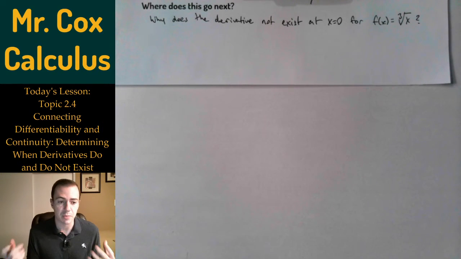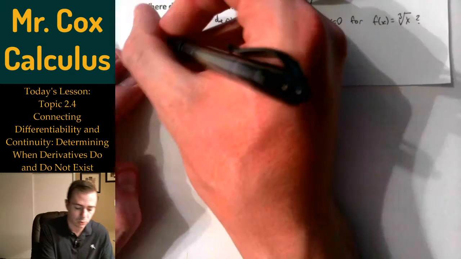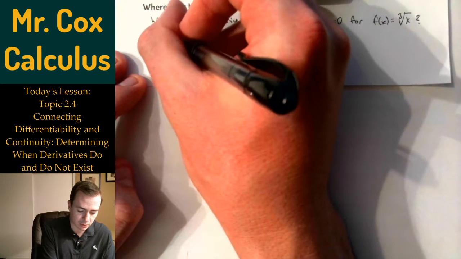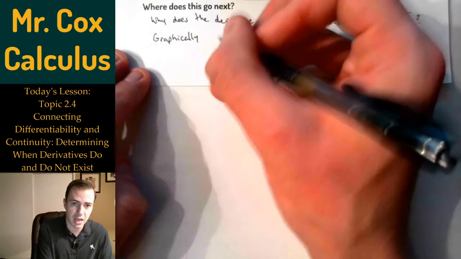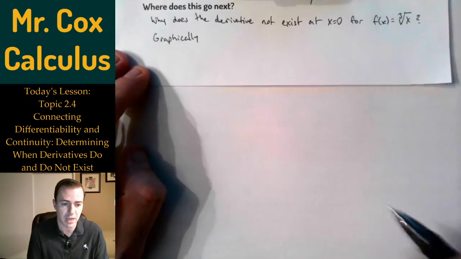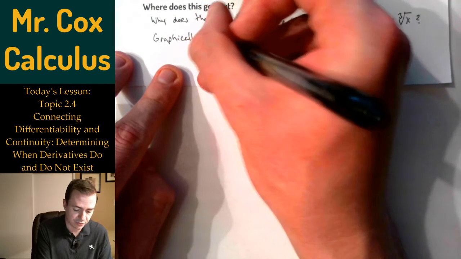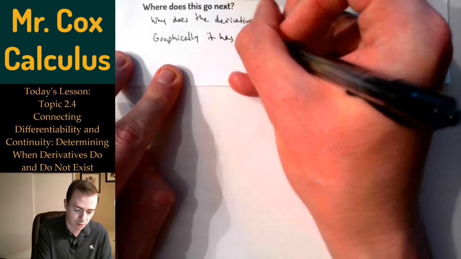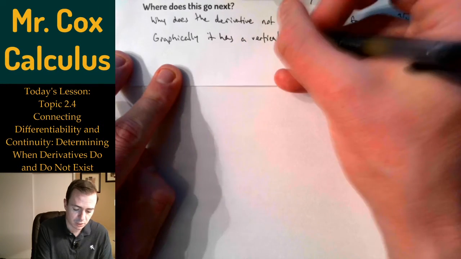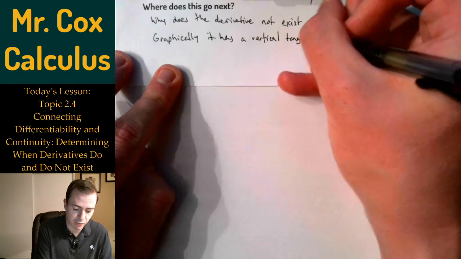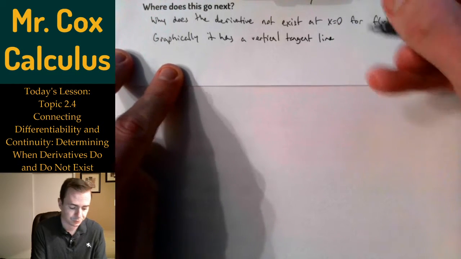visualize. We said it graphically, and you're kind of relying on me right now to tell you that, and maybe your imagination, if you can visualize this vertical tangent line. But graphically, it does in fact have a vertical tangent line there.